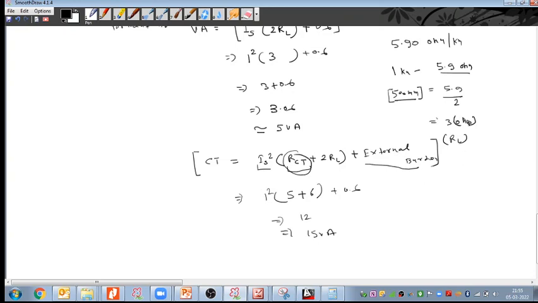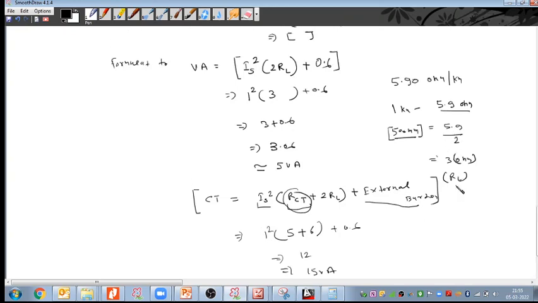2RL is not 3R. 2RL, this RL is 3. Okay, let me correct this one. So 3 into 2, as Rasmita is telling. Because this is 3 ohm for one side, correct? Okay, so let me rewrite this. So 3 into 2 is 6, plus 0.06, so 6.06. In that case we need to take 10 VA, right, Rasmita? Now fine, this one.